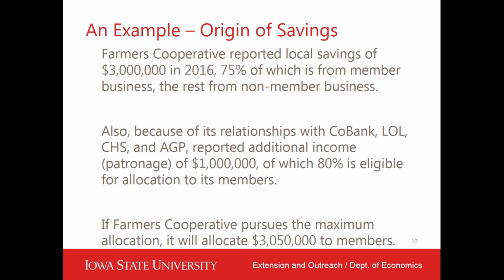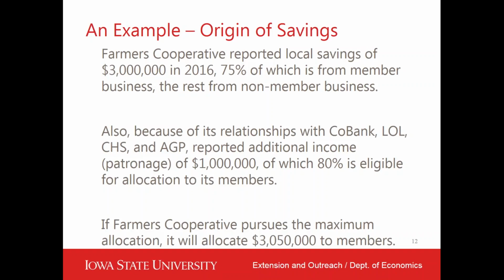Cooperatives are keeping track of this, and remember from one of the very first slides I said it matters where that local savings comes from, whether it's member business or non-member business, because this impacts whether or not it can be allocated to the membership. So they've got that $3 million in local savings. It was a good year, 75% from member business.